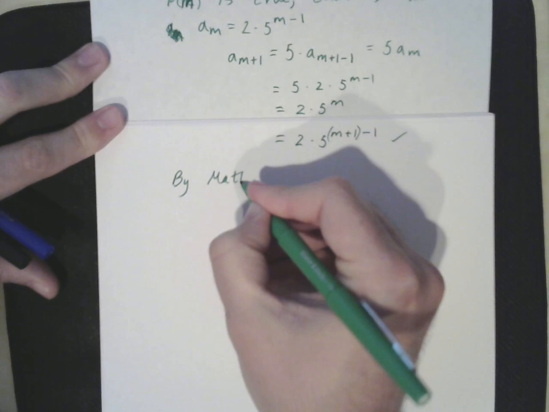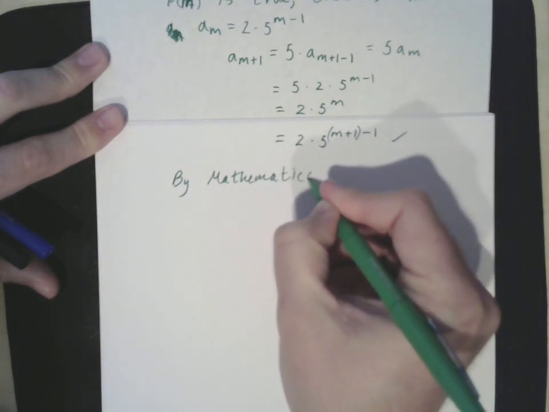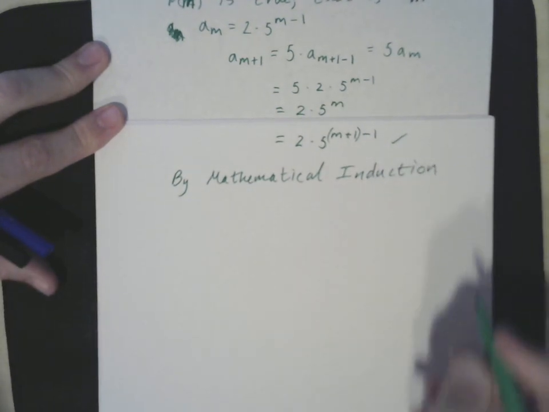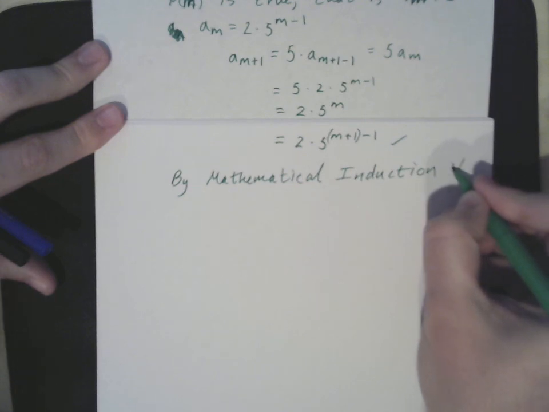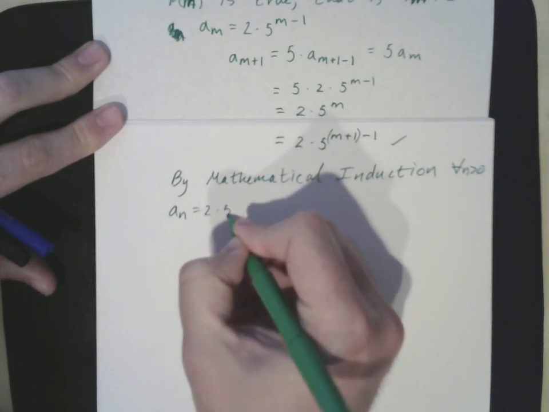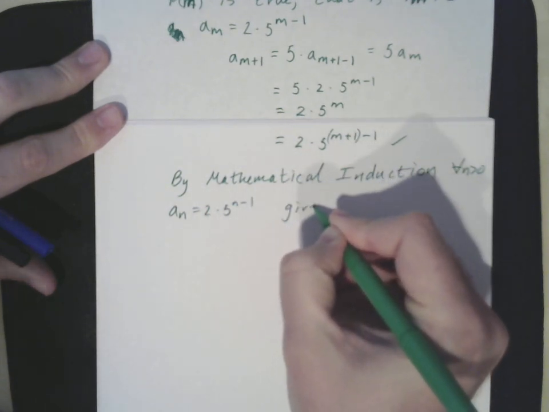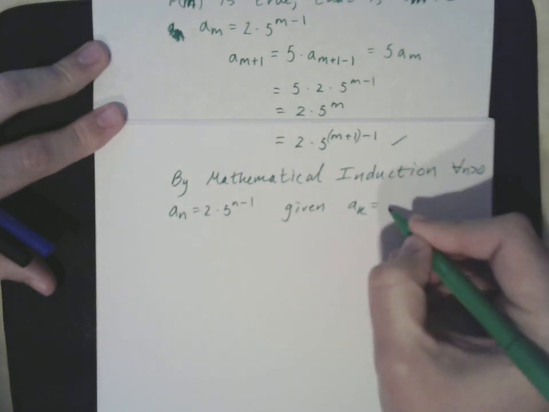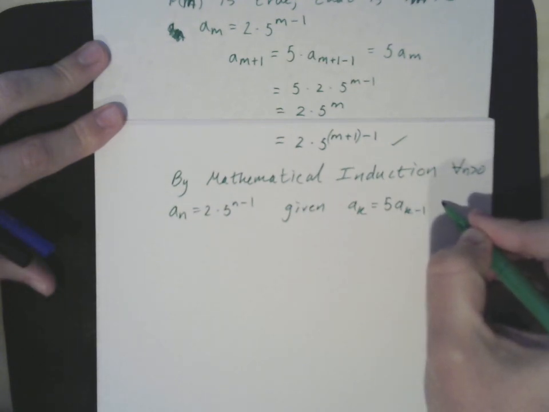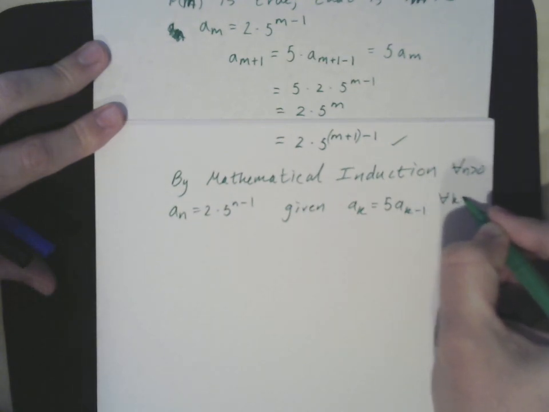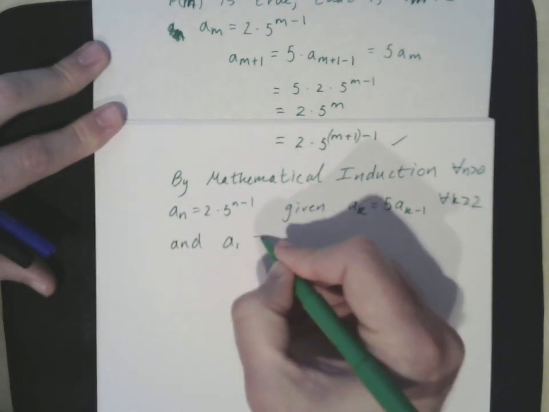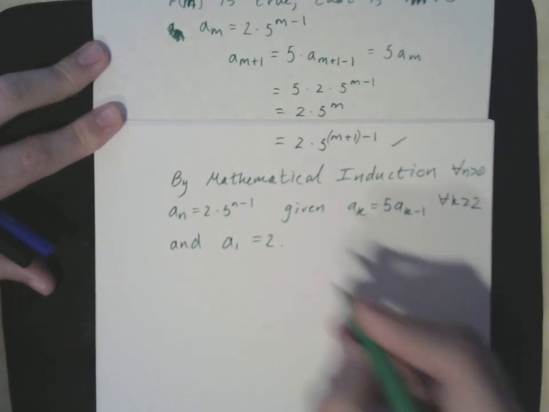So by mathematical induction, or the principle of induction, for all n greater than 0, a sub n equals 2 times 5 to the n minus 1, given a sub k equals 5 a sub k minus 1 for all k greater than or equal to 2, and a sub 1 equals 2. And that's our proof.